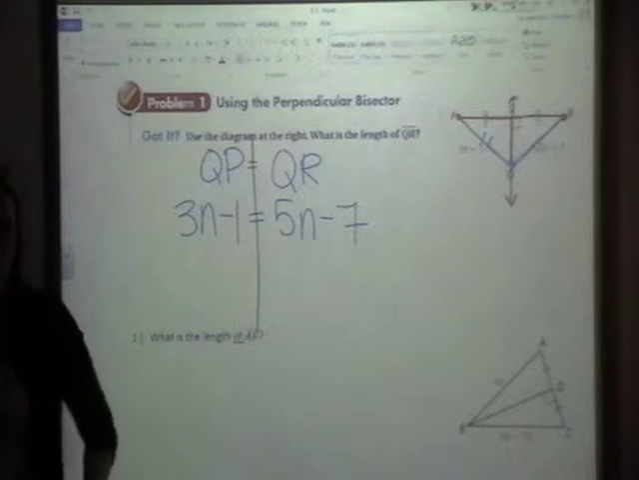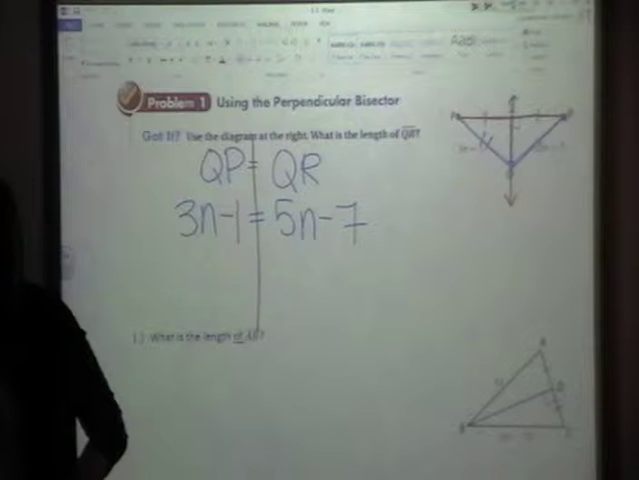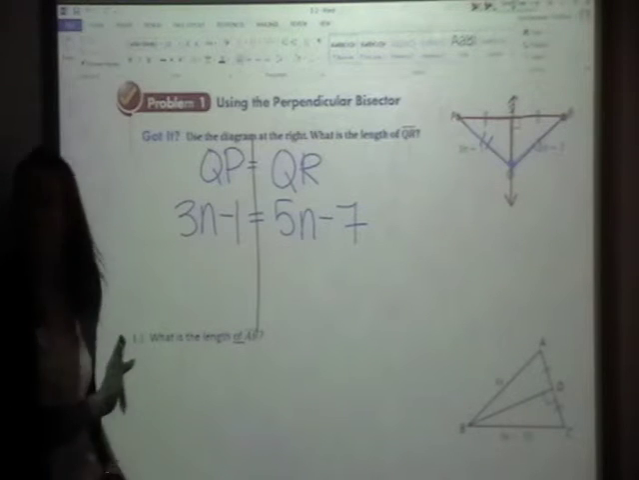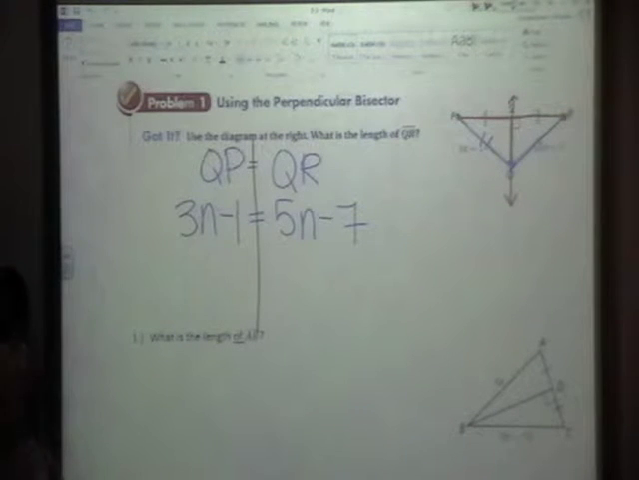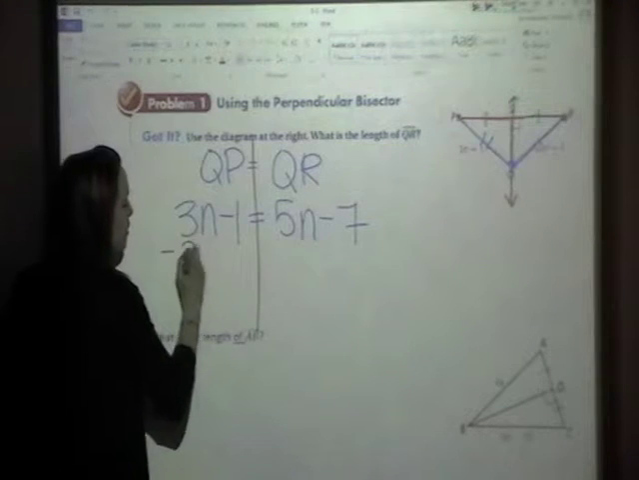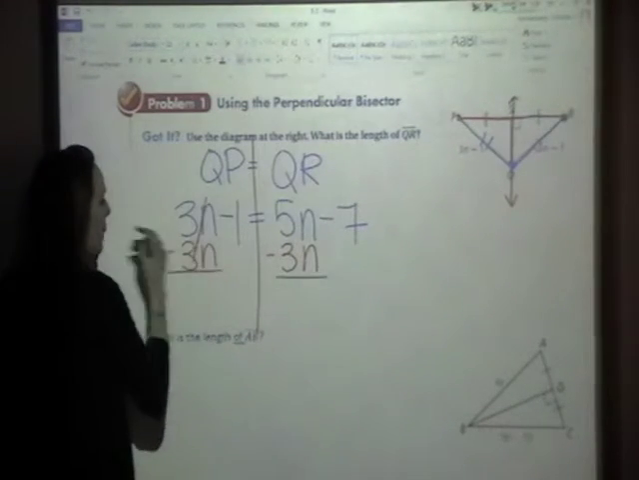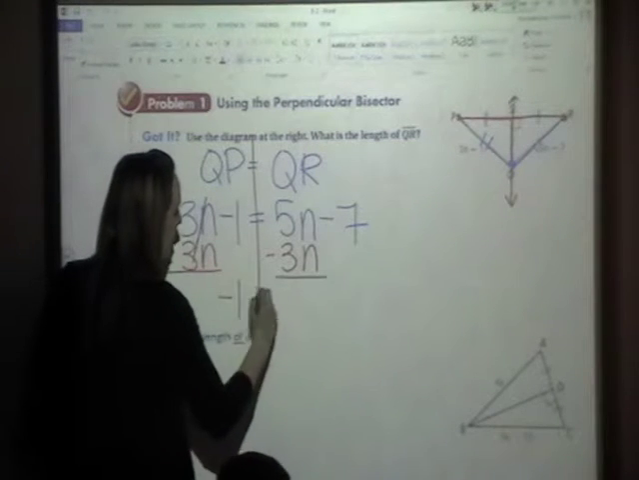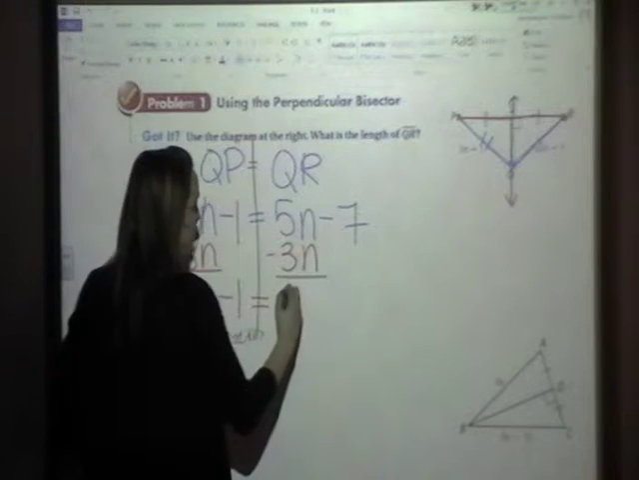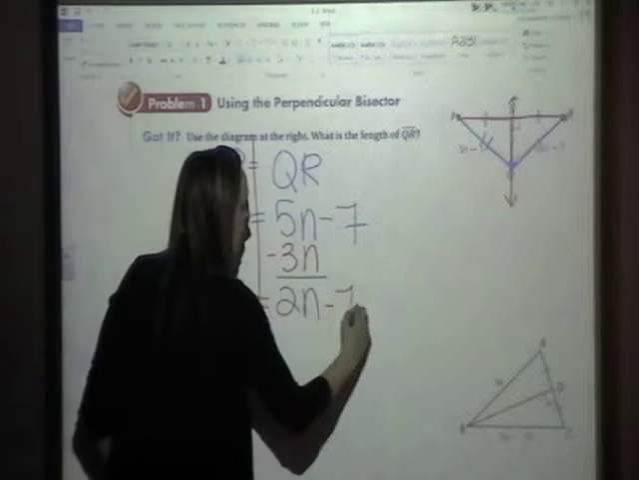Always work with your smaller variable. It'll help you. It'll kind of relieve any of the pressure of a negative. Not always, but the majority of the time it will. So I'm going to subtract 3n from both sides. 3n cancels. I'm left with negative 1 equals 5n minus 3n, 2n minus 7.